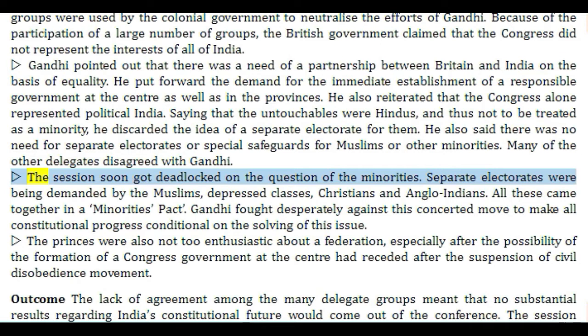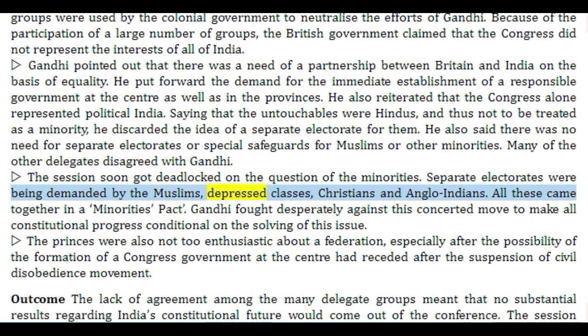The session soon got deadlocked on the question of the minorities. Separate electorates were being demanded by the Muslims, depressed classes, Christians, and Anglo-Indians. All these came together in a minorities pact. Gandhi fought desperately against this concerted move to make all constitutional progress conditional on the solving of this issue. The princes were also not too enthusiastic about a federation, especially after the possibility of the formation of a Congress government at the centre had receded after the suspension of the civil disobedience movement.